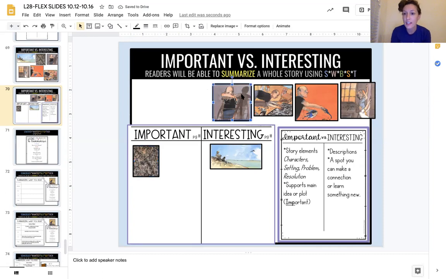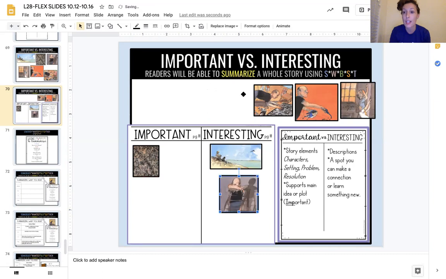Now, what about Jackson looking down when he's done at his painting? If I'm going to summarize or tell the story again, do people need to know that he looks down when he's done? No, that doesn't tell me how he paints or why he paints. It just tells me, it's a description. It tells me what he does when he's done, which is interesting, but it's not important. So I'm going to put this illustration down in my interesting side.